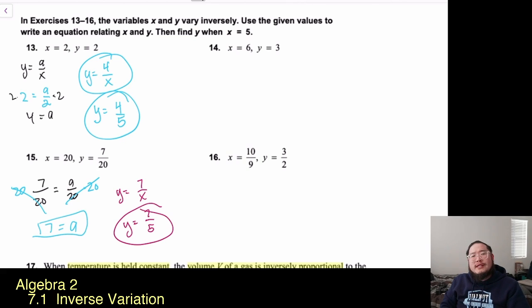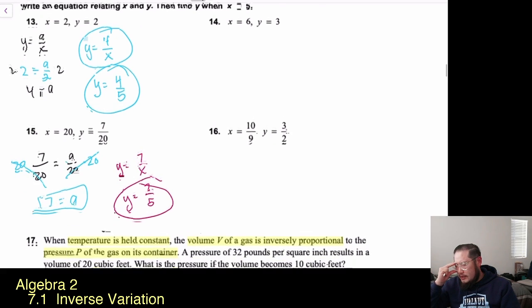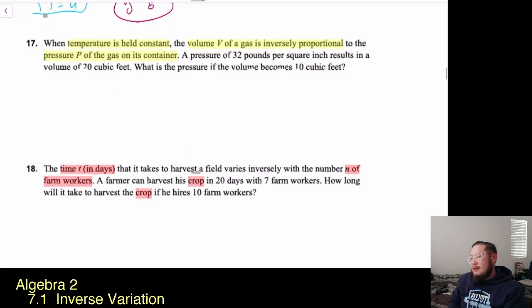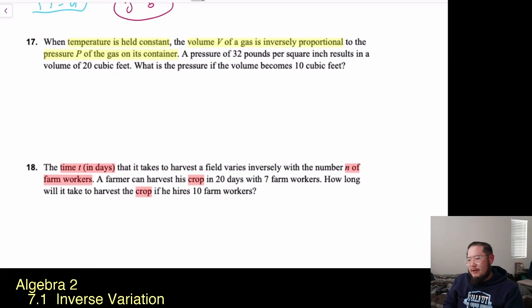I want to go ahead and try 17 and 18. And I guarantee you, these are problems that you're going to want to make sure you know. Okay? You're going to want to know them. So right here says when temperature is held constant, the volume V of gas is inversely proportional to the pressure P of the gas in its container. All right? Pressure of 32 pounds per square inch results in a volume of 20 cubic feet. What is the pressure if the volume becomes 10 cubic feet?